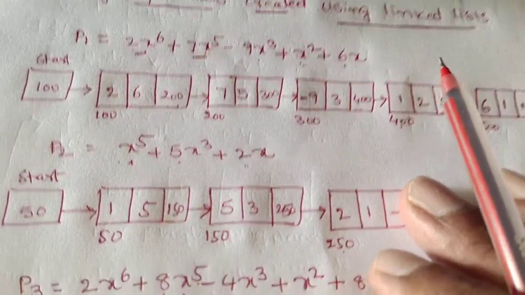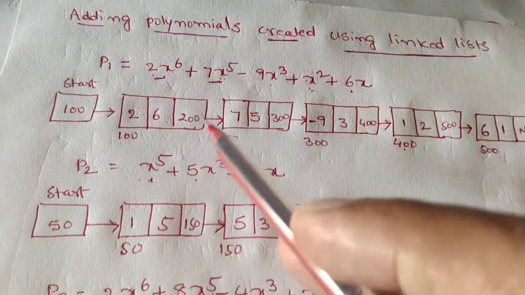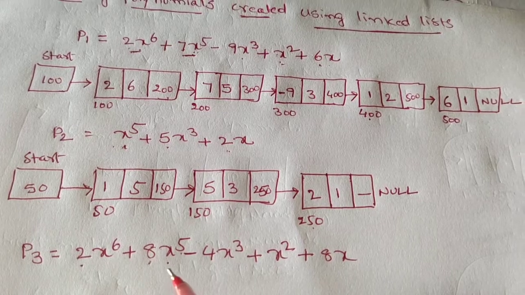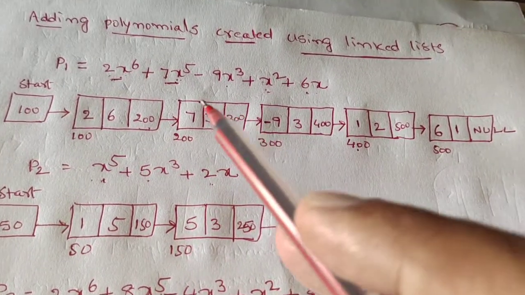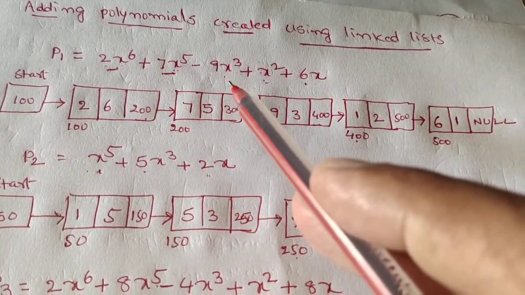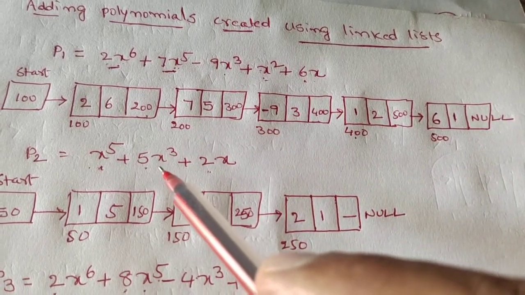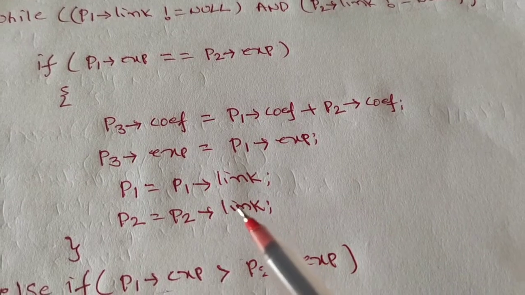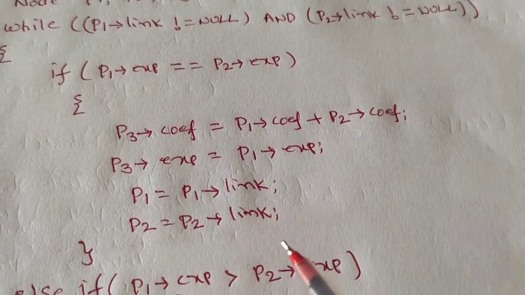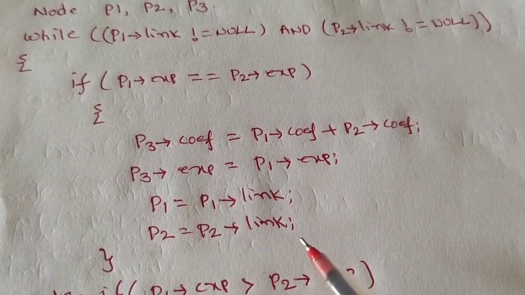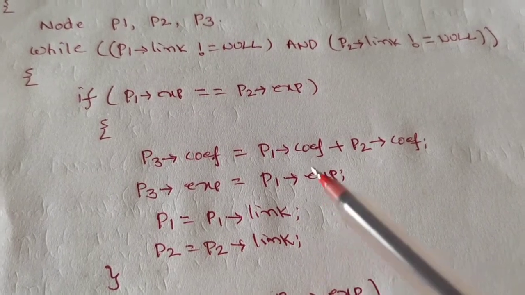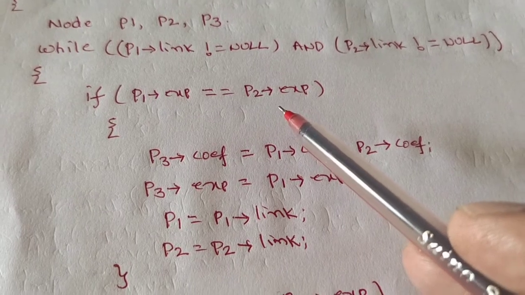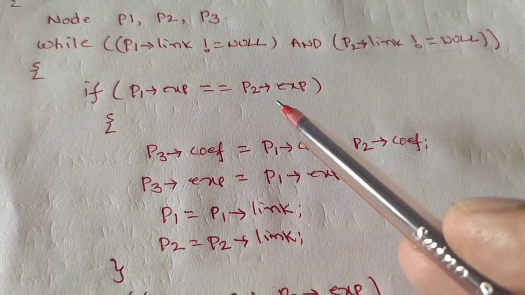here let us consider 7x to the power of 5 and in P2 x to the power of 5. The total value is 8x to the power of 5. We move one step forward, that is, the next term is 9x cube. Here the next term is 5x cube. So for that reason, here I write P1 is forward to the next term. In the same way, P2 is also forward. This if condition checks when the exponents in both of the polynomials are the same.